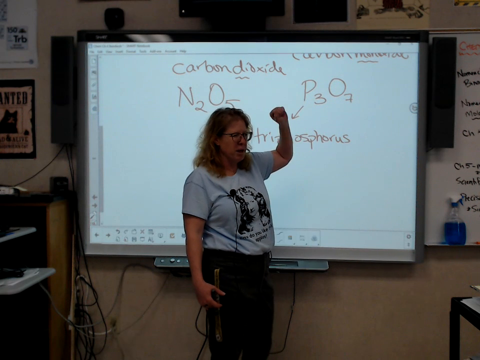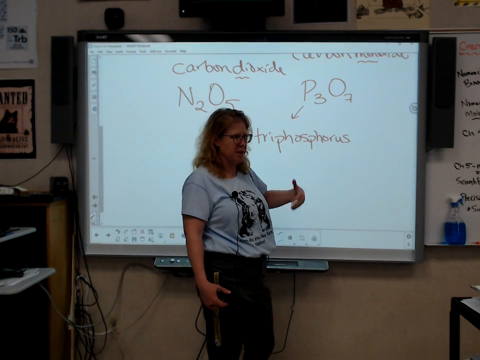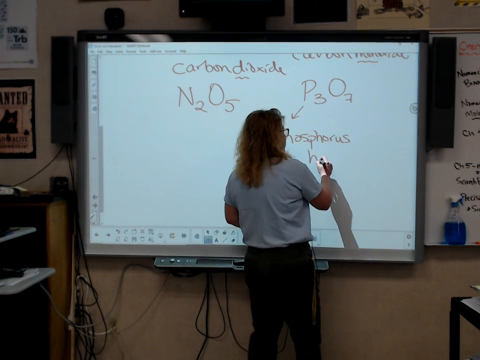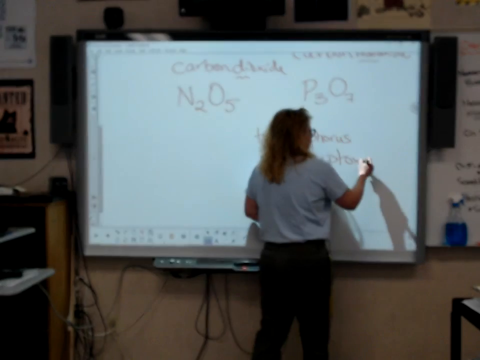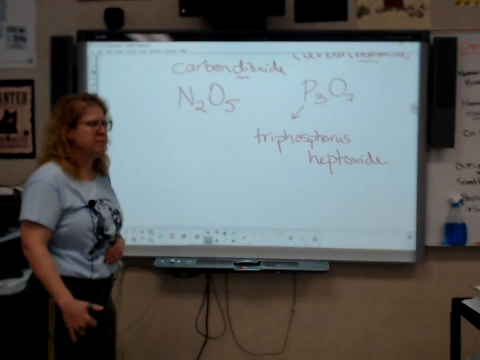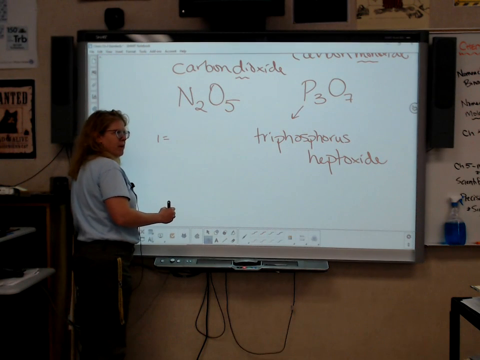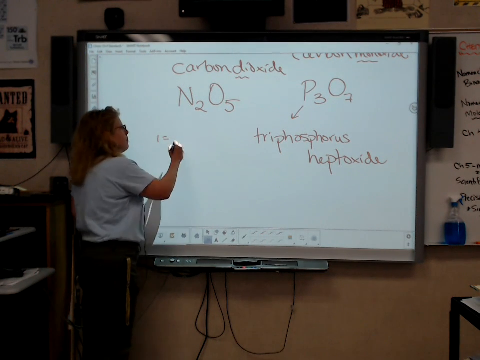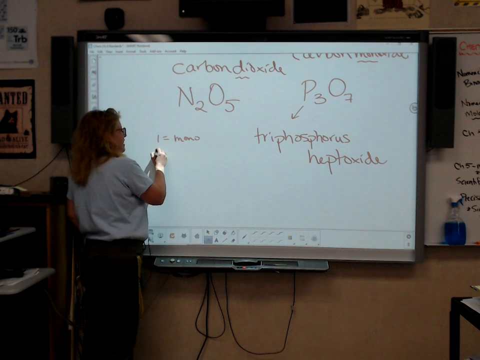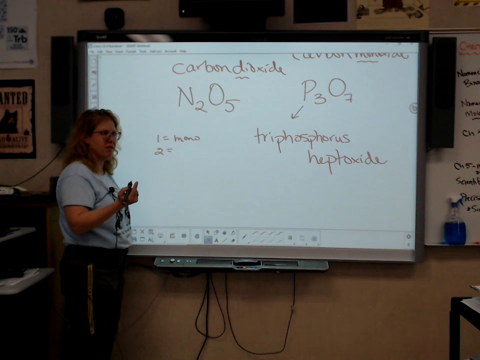So 7 is a weird one. It's hept or sept, and it's usually hept in this particular case. H-E-P-T. Heptoxide. It's a little bit weird. But you know all the other ones. So what's 1? Not uno, not Spanish class. Mono. That's why the game is called Uno, because you call it out when you have 1 card left.